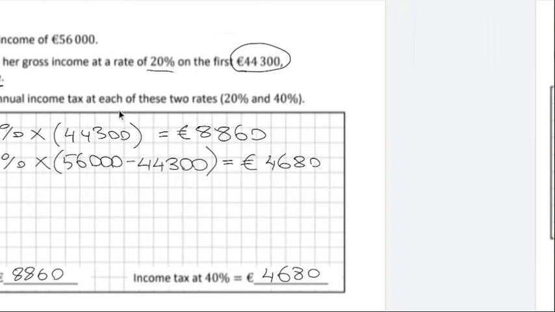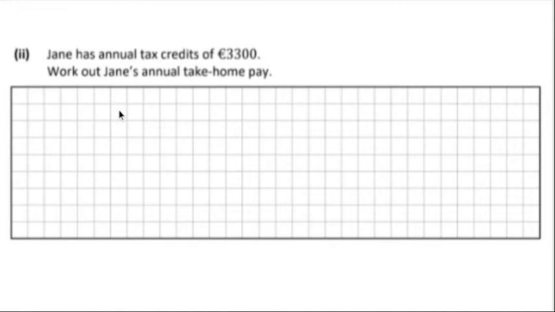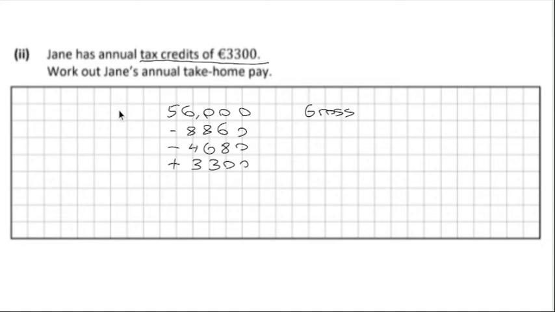Jane has an annual tax credit of 3,300 euros. Well, this is going to be taken from our net tax. So let's see. The total income is 56,000 gross. We're going to deduct the two taxes, which is a total tax of 4,680, and we're going to plus back in our 3,300, which is the credit. So the total net income is 46,760, and this is the amount after all the deductions have been taken into account.